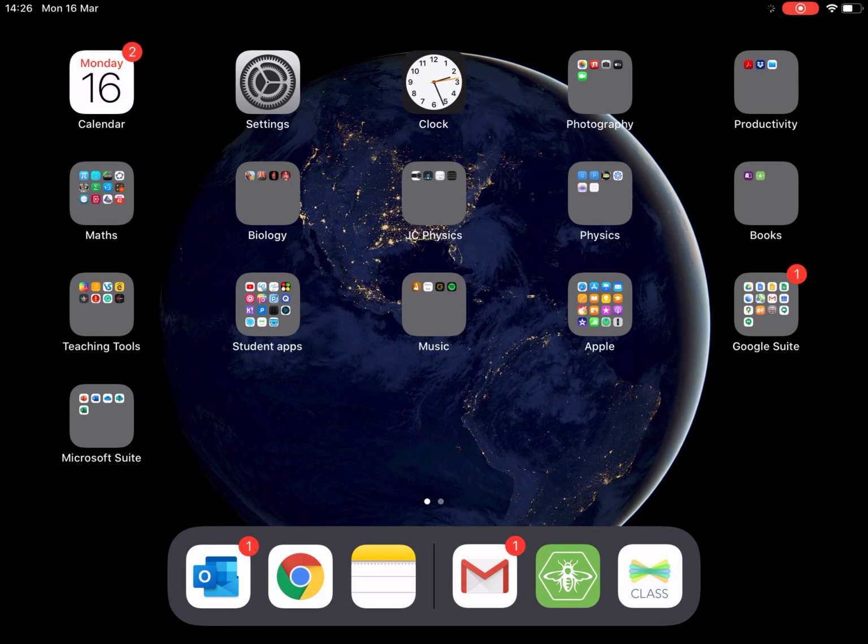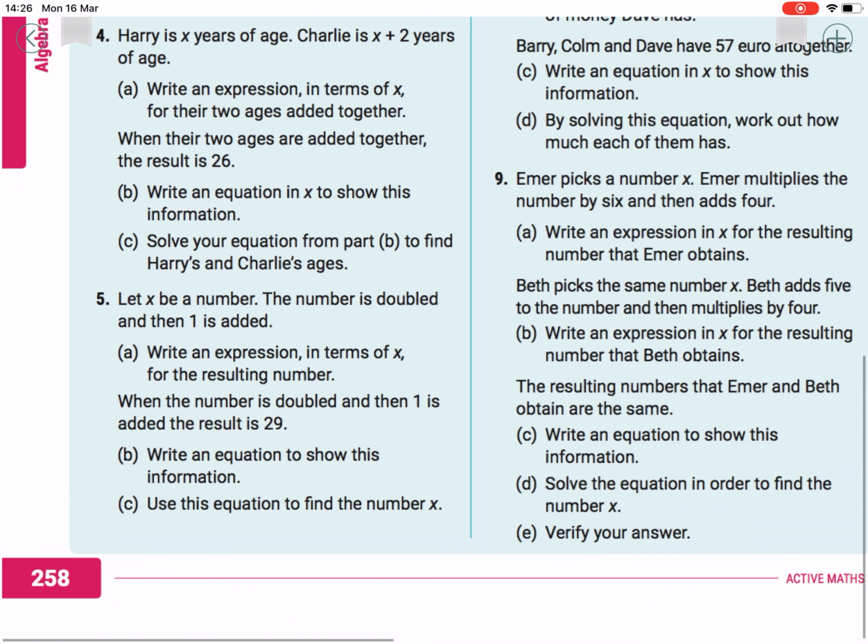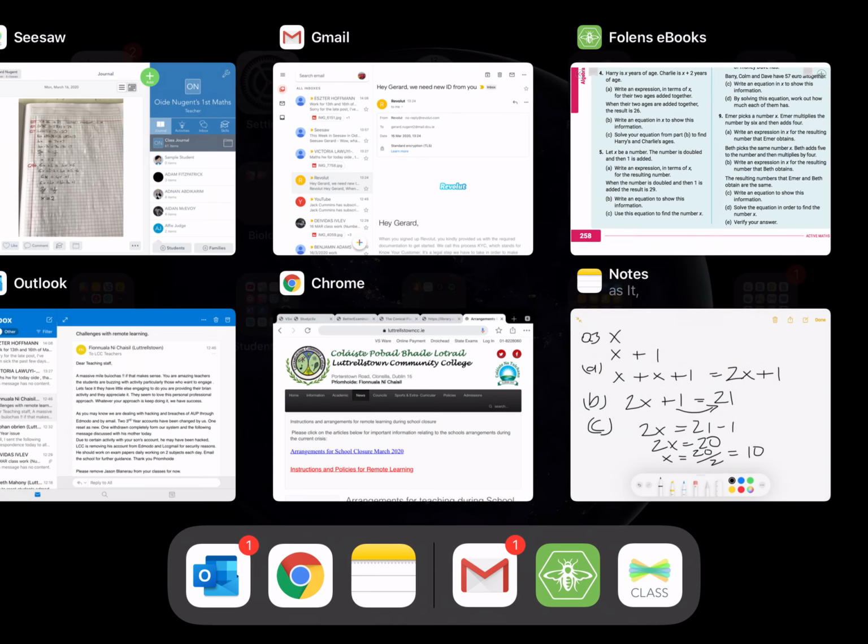Done and dusted. If we go back, question 5: let x be a number. The number is doubled and then 1 is added. Write an expression. My result is 29. And I write my equation and I solve it. The number is doubled and then 1 is added. Okay?